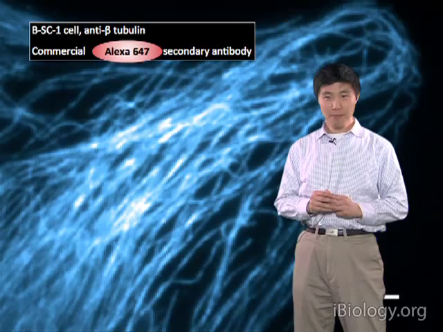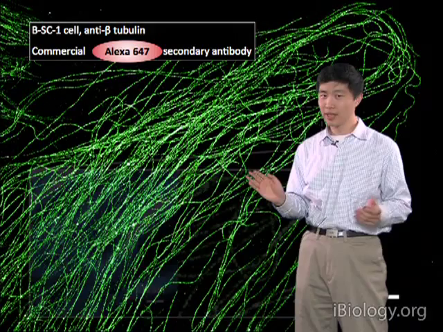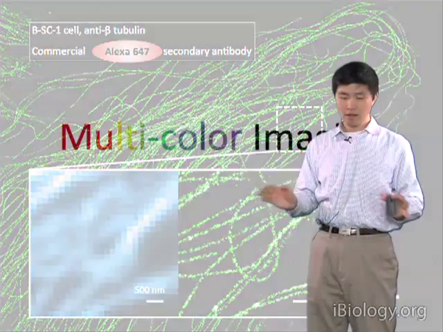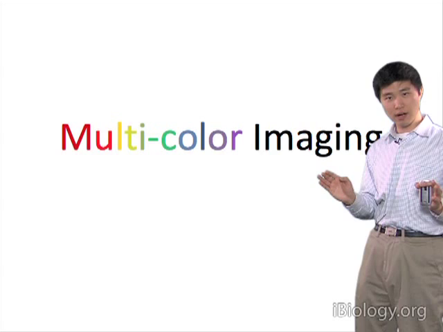For example, we can label microtubules in a cell using a commercial Alexa 647 labeled secondary antibody, do the switching and localization, and now we get our superresolution image. From the zoomed image, you can also see the resolution improvement. Now we have so many dyes that we can use. This will allow us to do multicolor imaging, and that basically enables us to study the interaction of cellular structures and molecules inside a cell.